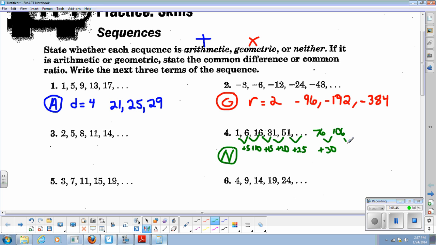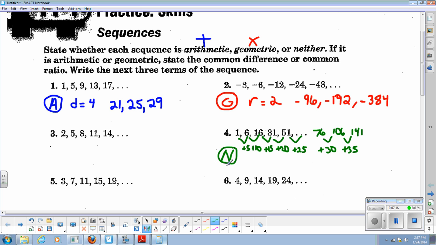And now I have one more time because I have to find 3 terms. Plus 35. So 106 plus 35: 6 plus 5 is 11, I got an extra 1, 1 plus 0 plus 3 is 4. And 141 is my answer. So I have the next 3 terms here: 76, 106, and 141.